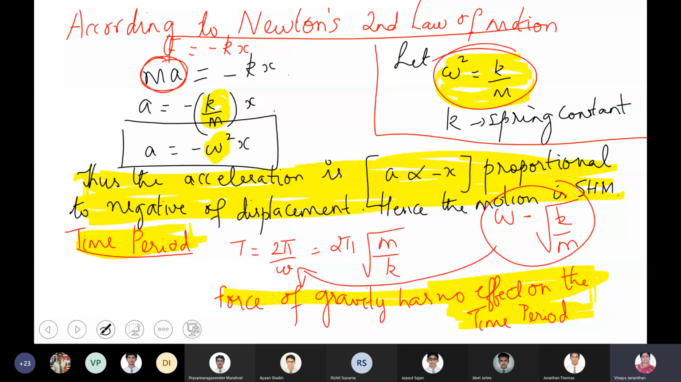It is an assumption. I think you have not studied the second order differential equation. There you will have to go for the solution of those equations, otherwise you will not understand those. You just take it as an assumption. So then you can find the force of gravity has no effect on the time period.